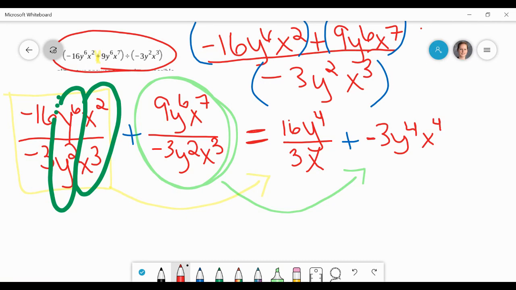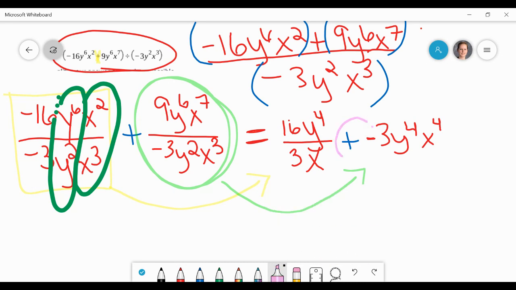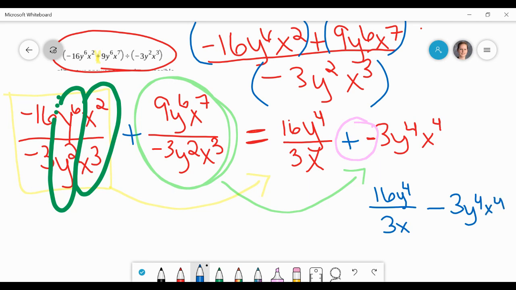So when I rewrite this, all that I'm going to change is this right here where it says plus a negative 3. We can rewrite plus a negative using just subtraction. So I'm going to rewrite my final answer: 16 y to the 4th divided by 3x minus 3y to the 4th x to the 4th. There you go. I hope that helps.